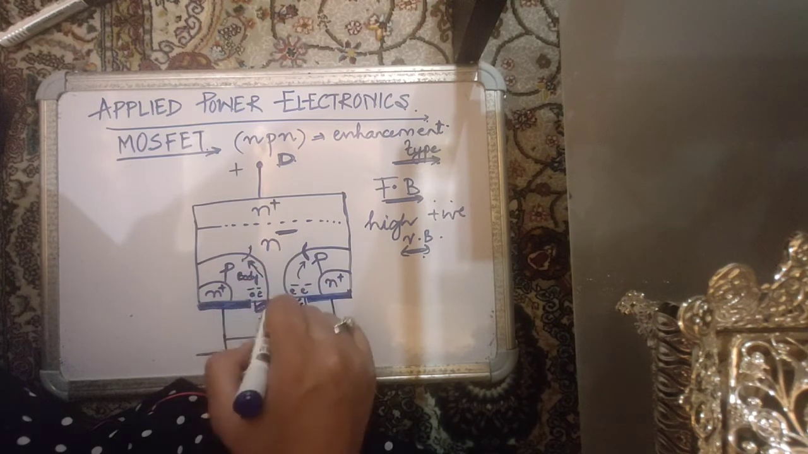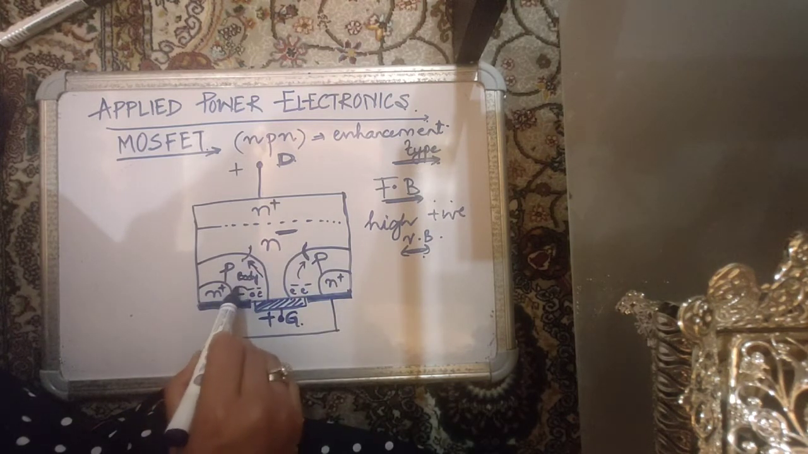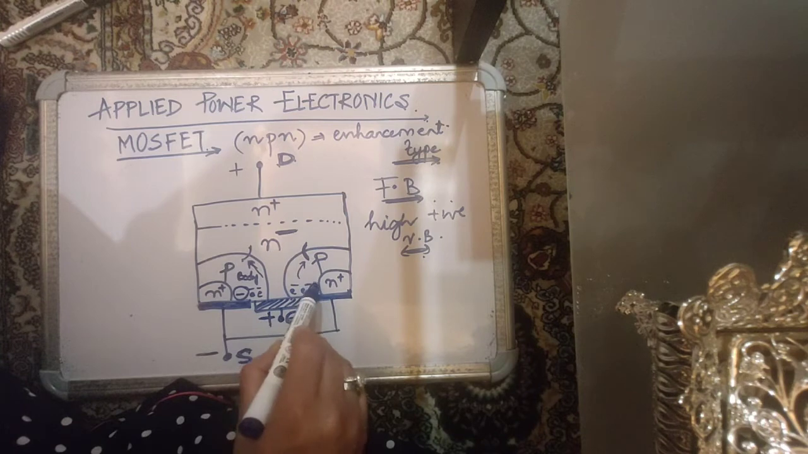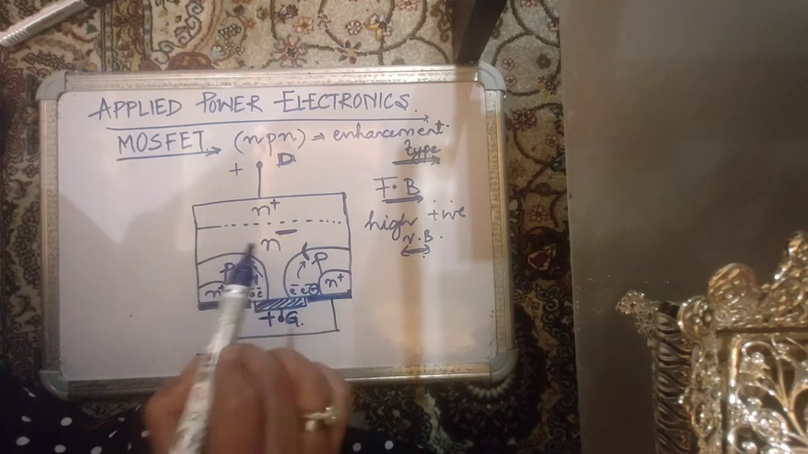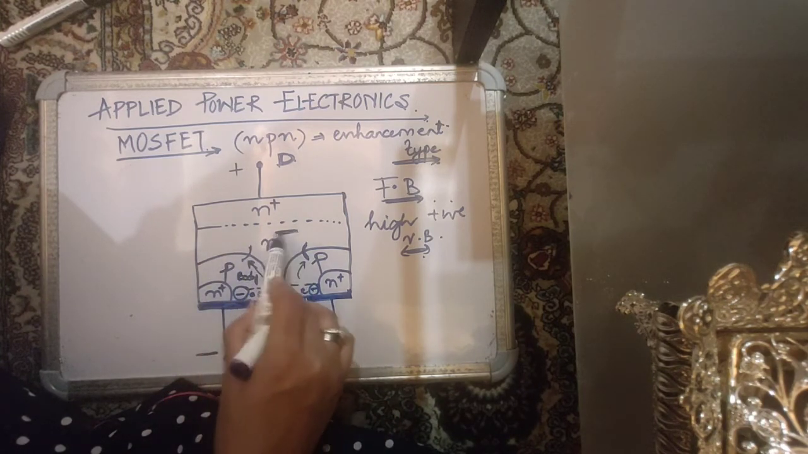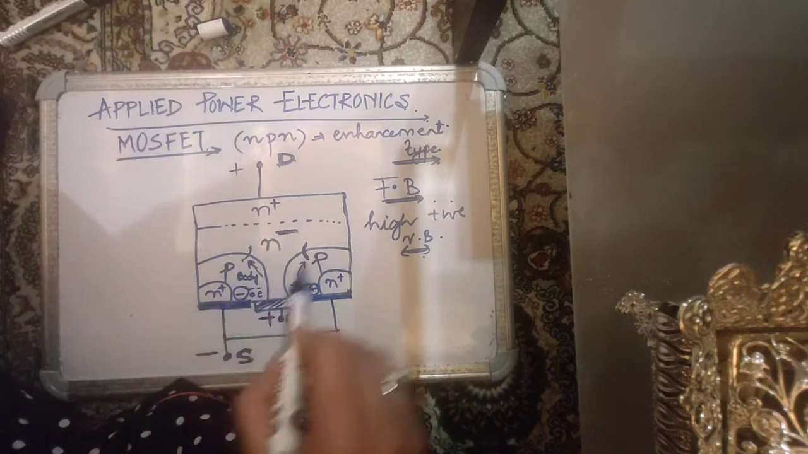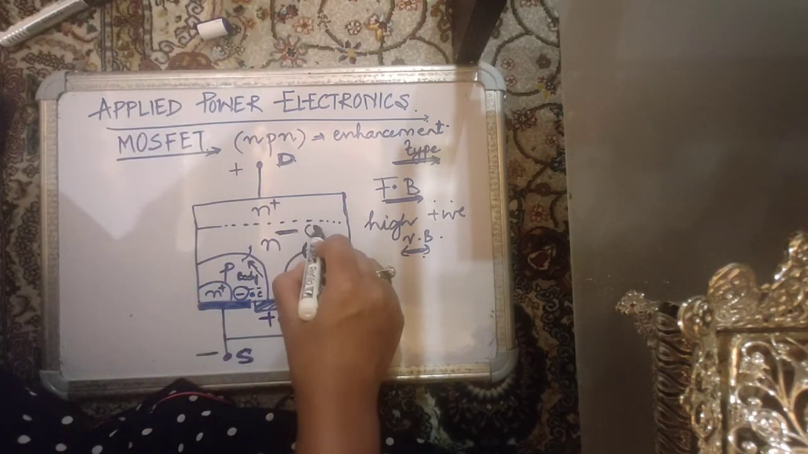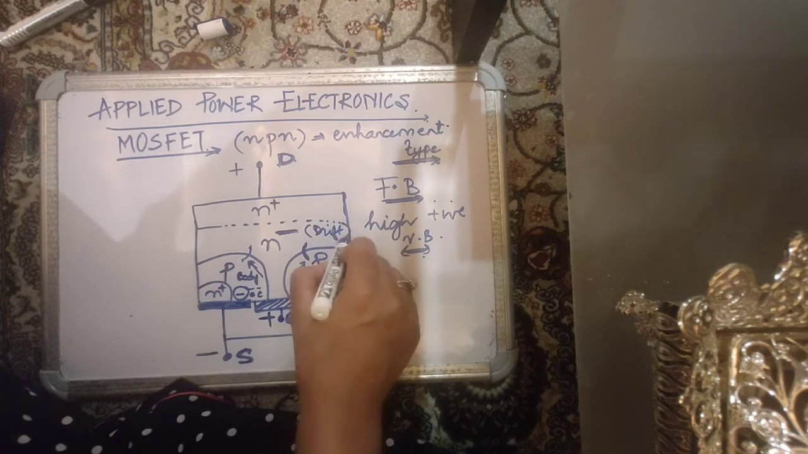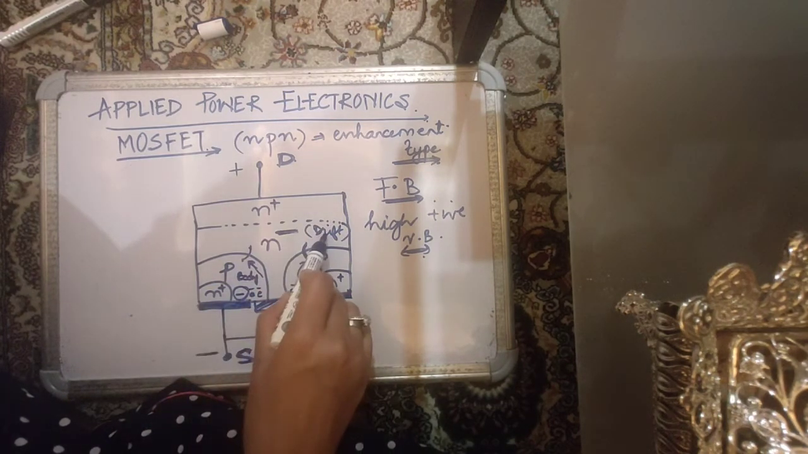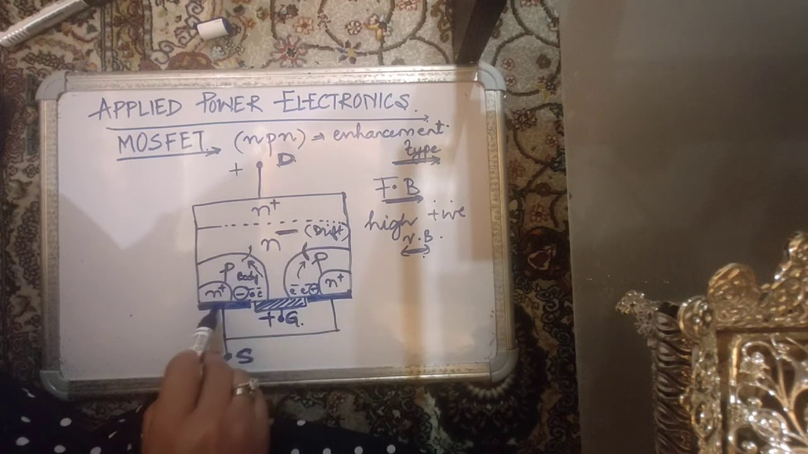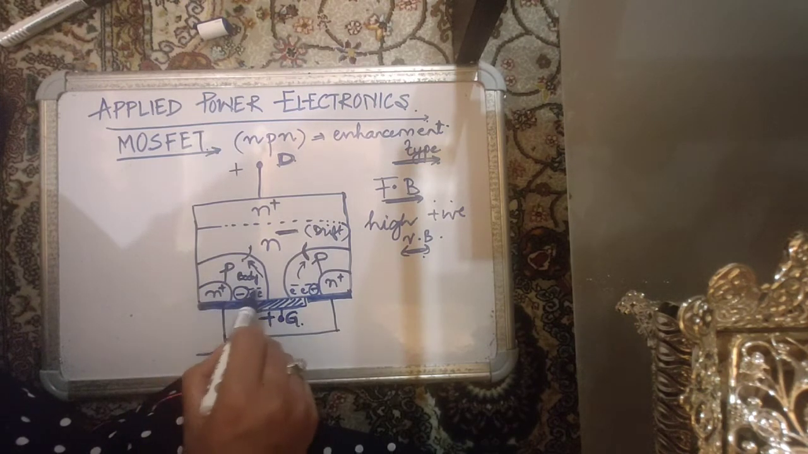As a result of which, what is left behind is the immobile negative charge. So basically, you have set up a channel between this N minus region and this N plus region. The N minus region is also known as the drift region. So you are setting up a channel between the drift N minus region and the source N plus region through the body, which is the p-type region.